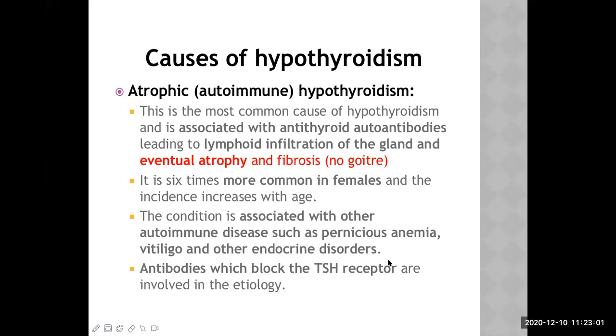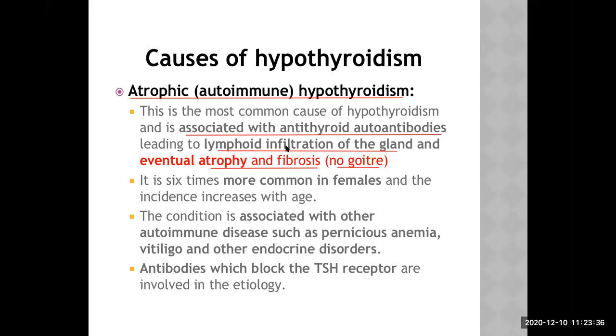Now let's elaborate some of the important ones here. The first on our list is atrophic hypothyroidism, also known as autoimmune hypothyroidism. This is the most common cause of hypothyroidism all over the world, and it is associated with anti-thyroid autoantibody, leading to lymphoid infiltration of the gland and eventual atrophy and fibrosis. In other words, there is no goiter.